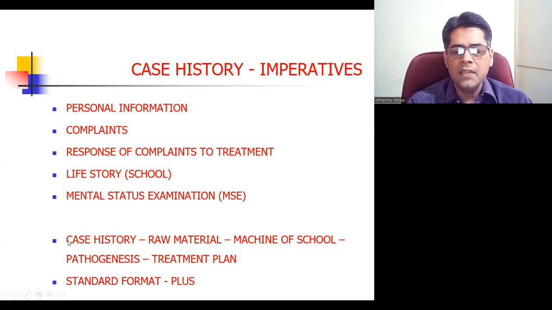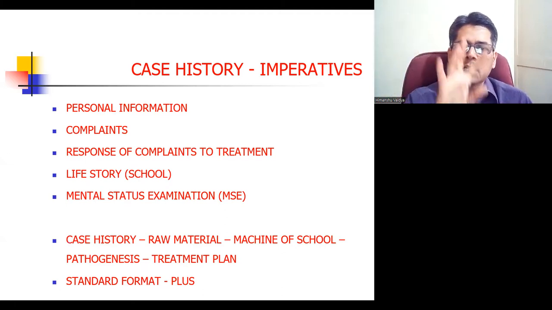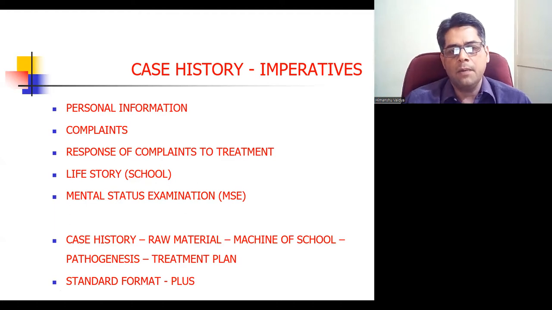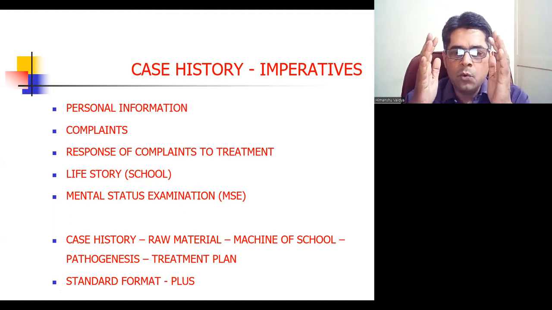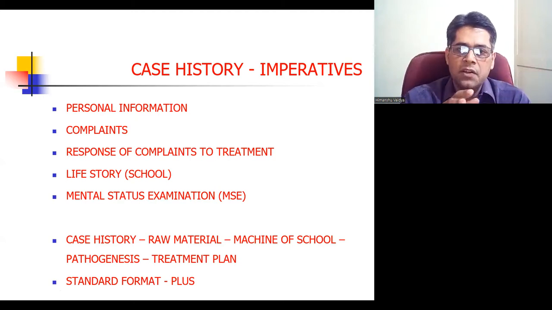Now, the case history is like the raw material which we put into a machine. The machine is the theory of the school we are following. And the output of that machine is pathogenesis. And from pathogenesis, we create a treatment plan. So if we look at any school of psychoanalysis as a machine, the raw material into the machine is the case history and the psychological test reports. And the output of that machine is pathogenesis. And from pathogenesis arises the treatment plan. So this is one way to look at the utility of the case history.